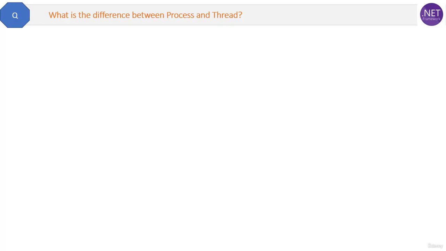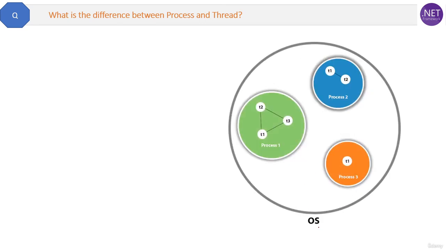What is the difference between process and thread? Let's see one diagram first. Here is a very high level diagram of the operating system. Inside that, suppose we have 3 processes. These 3 processes are independent and occupy separate memory. Whereas if you look closely, we have multiple threads inside each process, and these threads share the memory and other resources of that process only. And threads run concurrently inside the process. They can be interconnected also like this.